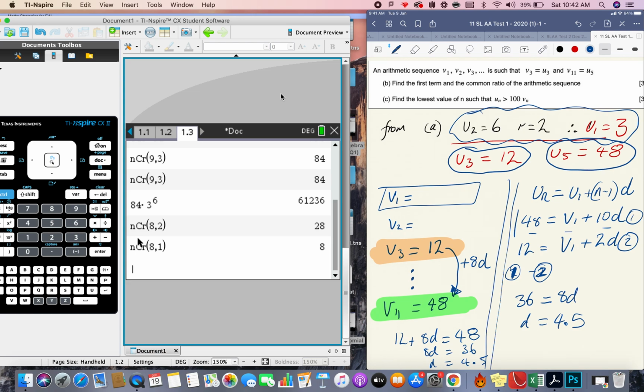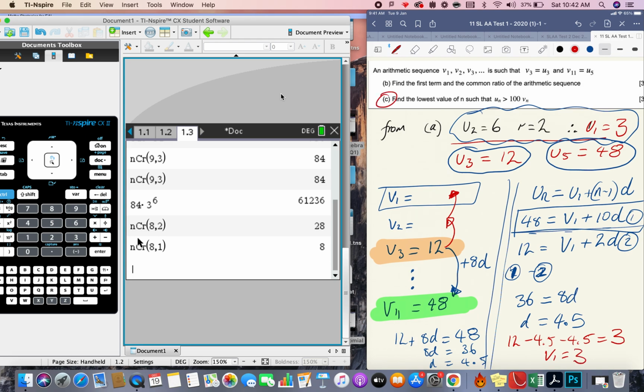And as soon as you've got 4.5, you can get back to v1. You can go back to v1 from here, or you can go back to v1 from here. So I'll do it on the left hand side. So I've got 12 minus 4.5 minus 4.5 equals 3. So the first term v1 equals 3.